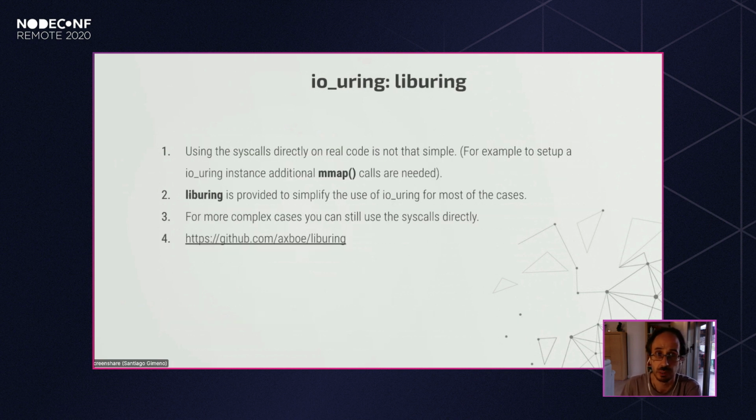But using the syscalls directly in real code is not that simple. For example, in order to set up an IO ring instance, additional mmap calls are needed. So Libuv ring is provided to make our life easier, though for the most complex cases, the syscalls can still be used there.